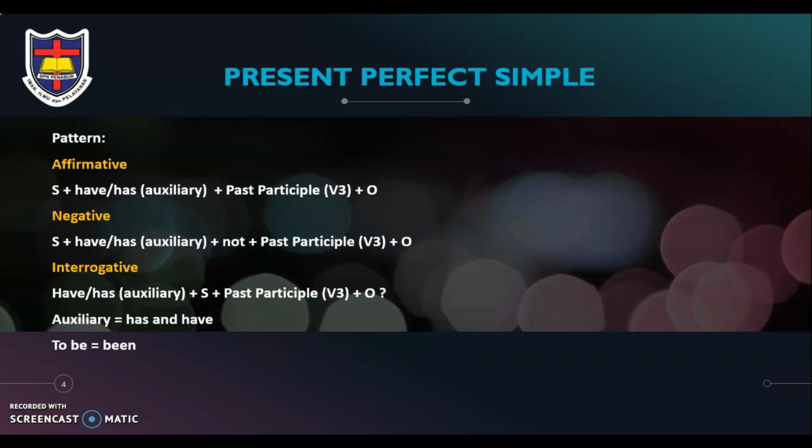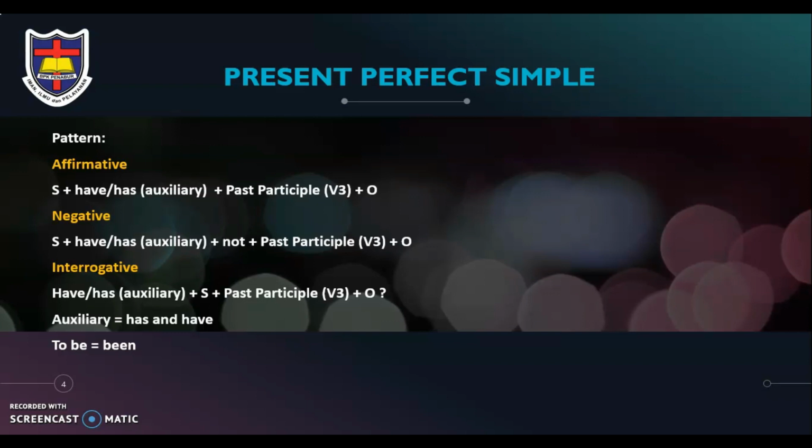Affirmative, we will start with subject, have or has as the auxiliary, past participle or verb 3, and then object. For negative, we will add not after the auxiliary, and for interrogative, we will put have or has as the auxiliary at the starting point of the sentence.